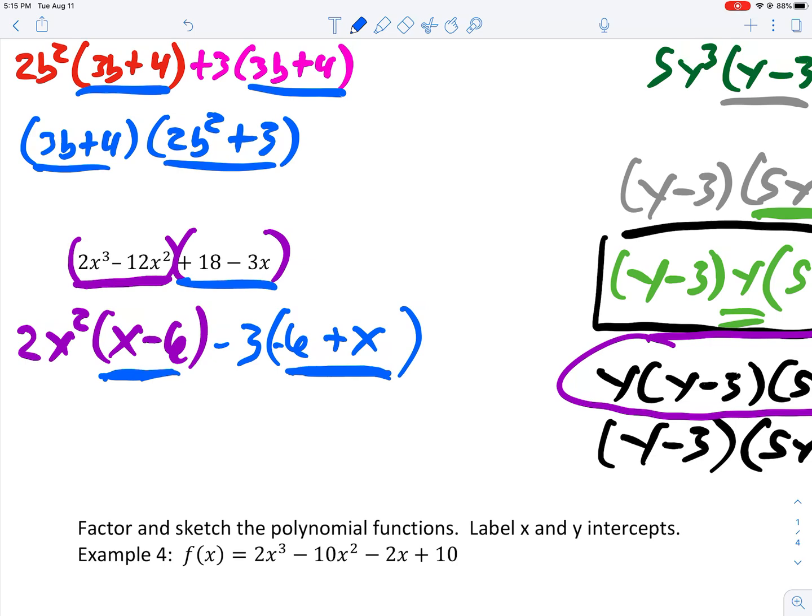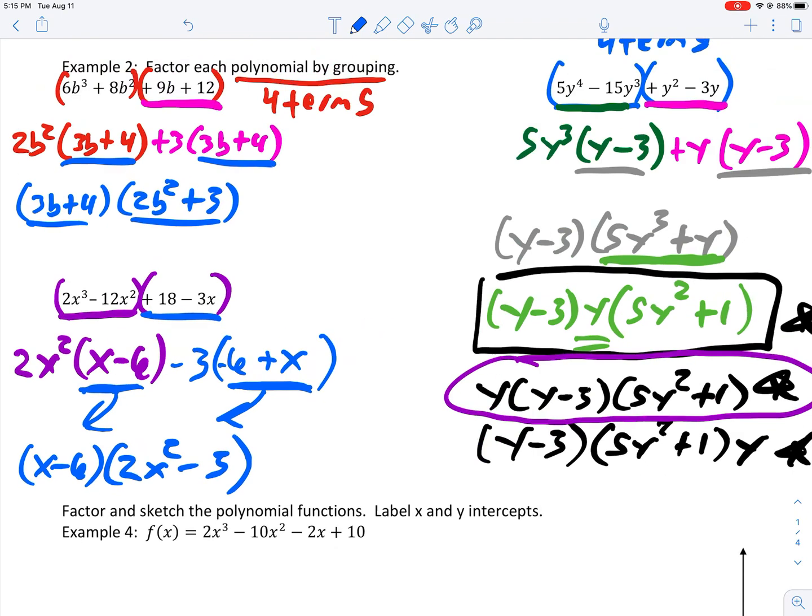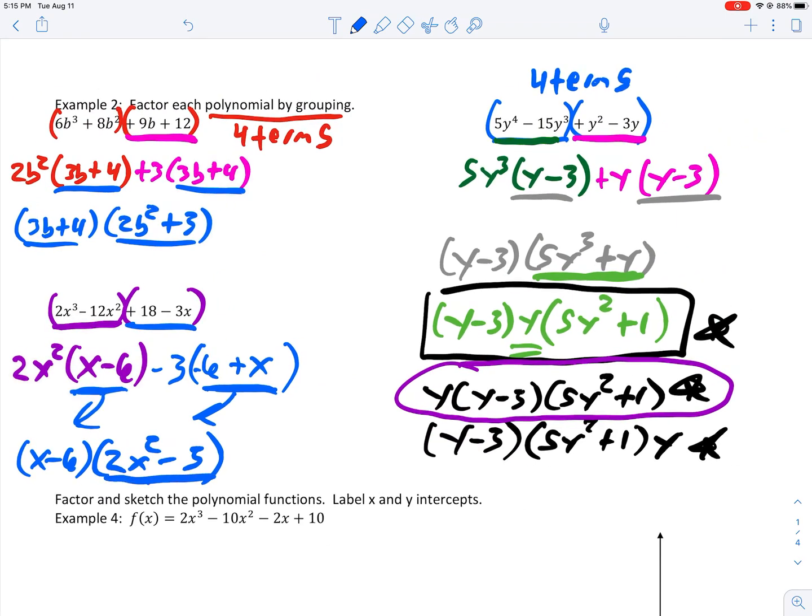So if I factor out this now, right, this factors out. So x minus 6, you'd have 2x squared minus 3. And then, again, that's not a difference of squares. So this would be your factored answer. But again, all of this only works because you're having 4 terms. So you're going to see you're actually doing multiple GCFs.